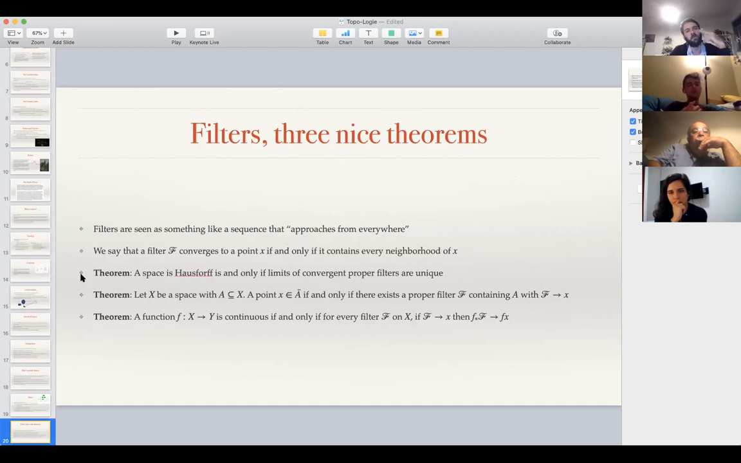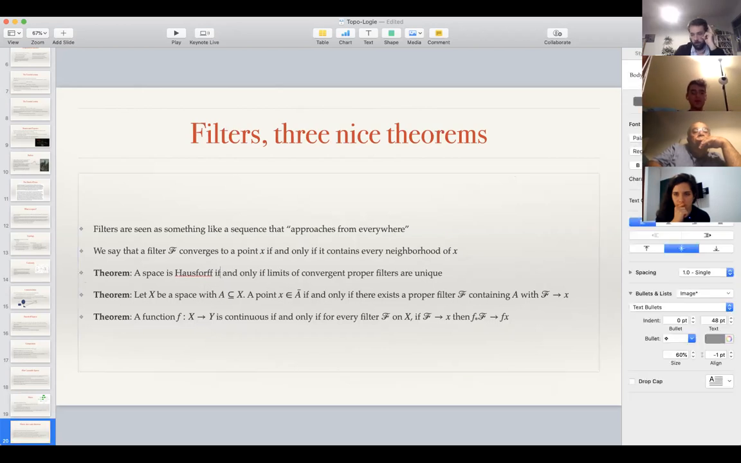So, three theorems we have. First of all, we can completely characterize Hausdorff spaces by limits of filters. A space is Hausdorff if and only if limits of convergent proper filters are unique. I'll repeat that: it's Hausdorff if and only if limits of convergent proper filters are unique. So proper means it's not the whole thing. Convergent means it contains every neighborhood. So that's nice. That's completely amazing.